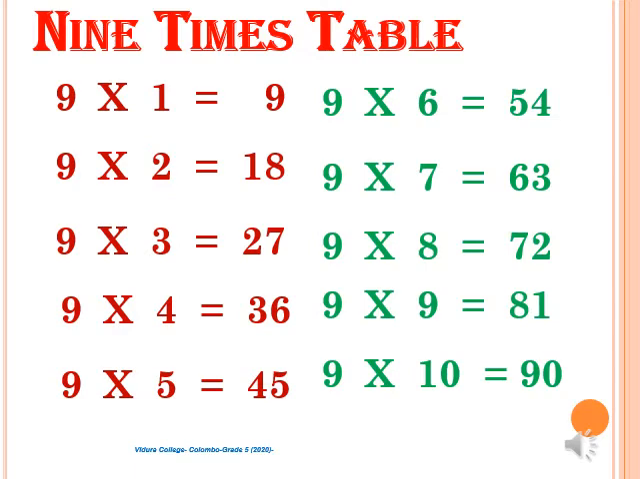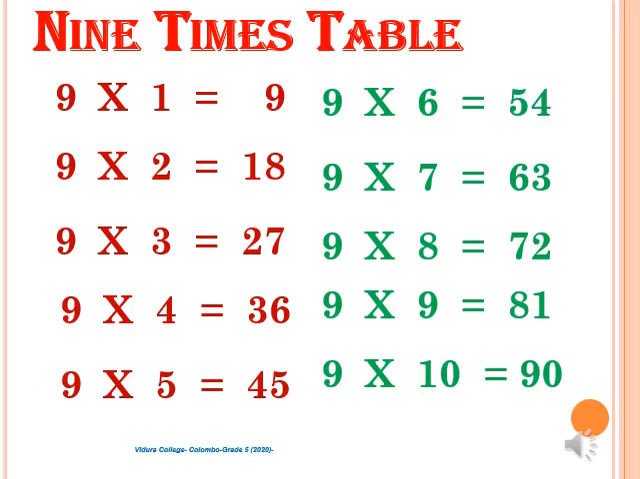Now see the tens place. In the first number, there's no tens place, so we'll take it as 0. 0, 1, 2, 3, 4, 5, 6, 7, 8, 9. So can you see there's a kind of a pattern? Yes, in the 9 times table, the answers have 2 places, unit place and tens place. When the tens place is increasing by one each time, the unit place is decreasing by 1.